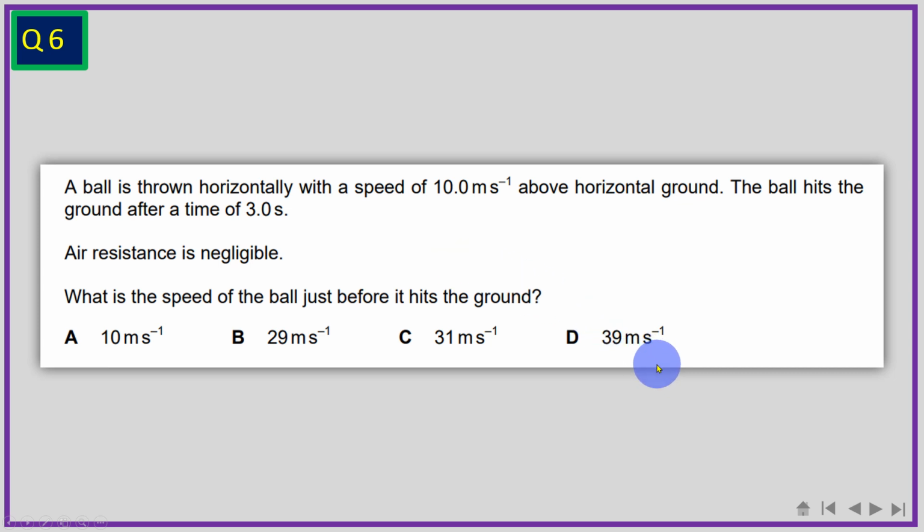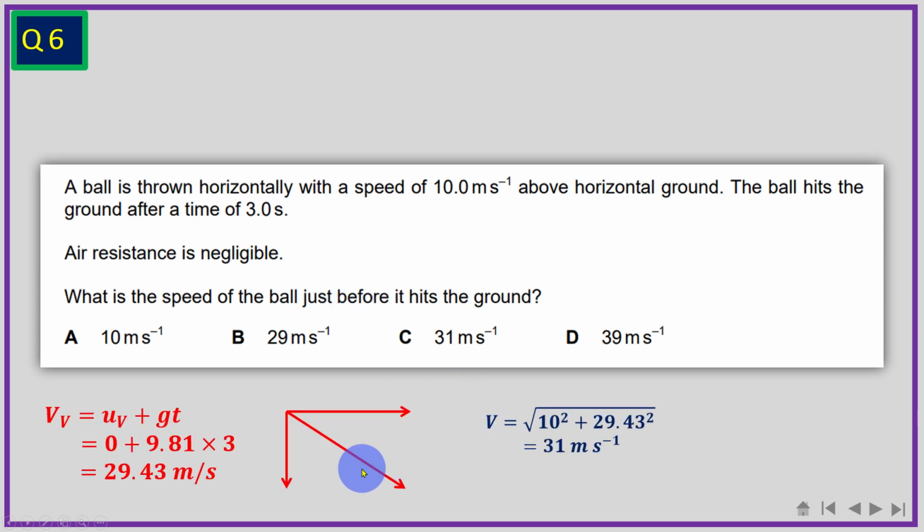By the time it hits the ground, it's going to have 2 velocities. Just before it hits the ground, it will have a horizontal speed which is maintained at 10 meters per second, and there will be a vertical speed which it has gained over the time of 3 seconds. Very important. So by the time it hits the ground, it has this velocity here which is 10 meters per second, and it has this vertical velocity that it has gained for a time of 3 seconds.